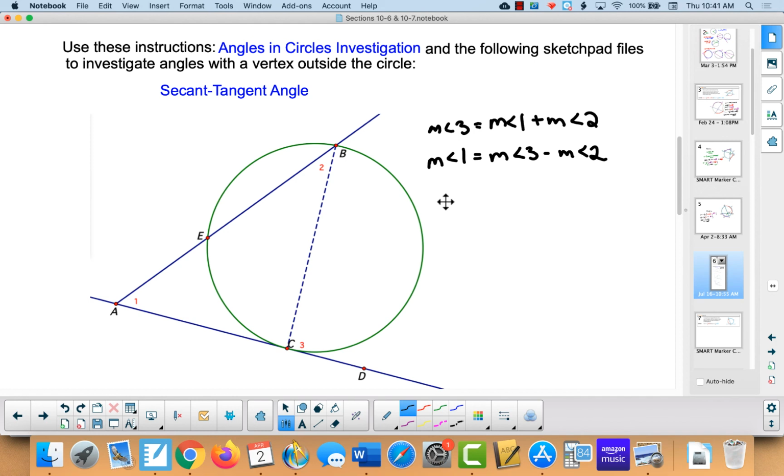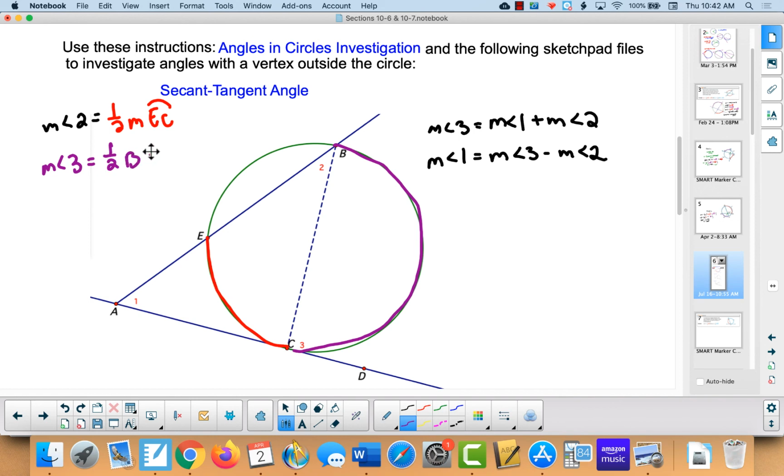to get that the measure of angle 1 is equal to the measure of angle 3 minus the measure of angle 2. Well, the measure of angle 2 is an inscribed angle. EC is its intercepted arc. So it's equal to 1/2 the measure of that intercepted arc. Angle 3 is one of those secant tangent angles we just talked about, where the vertex is on the circle. So it's equal to 1/2 that intercepted arc, or arc BC.